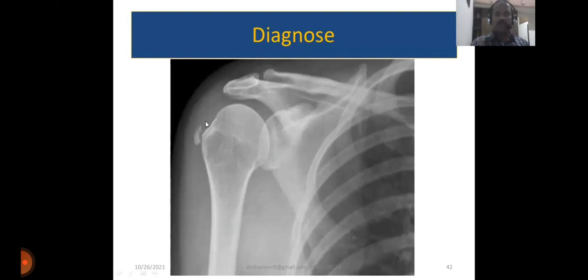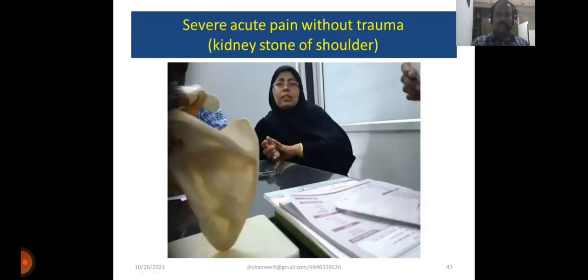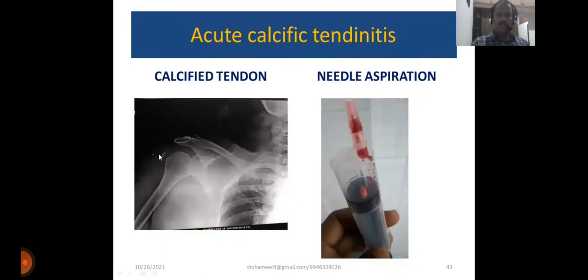In such cases, immobilize the patient with a bandage, or otherwise you can take out this calcified material with a fine needle. But this is severely painful even after the injection or a painkiller. This is severely painful, and we have to immobilize with a shoulder immobilizer. Okay, this patient came to OPD with severe pain, the photo was taken unknowingly, and we can see this is the patient with the calcified tendon, and we can use a syringe, and we can see this is the material.